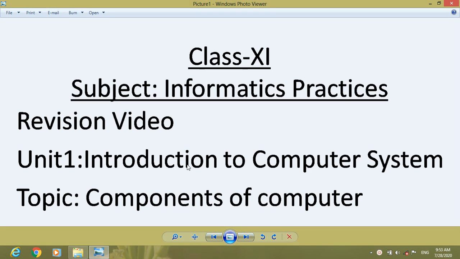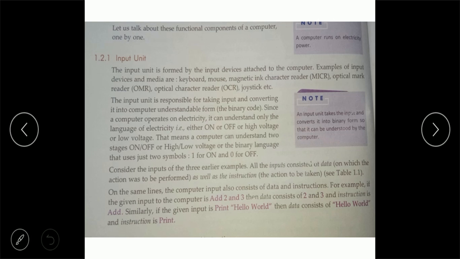Students, you must have seen the last video. In the last video I had told about what is a computer, its block diagram, evolution of computer and generation of computer. Now in this video you will study about the functional components of a computer system. So let us first proceed to the first component, that is input unit.